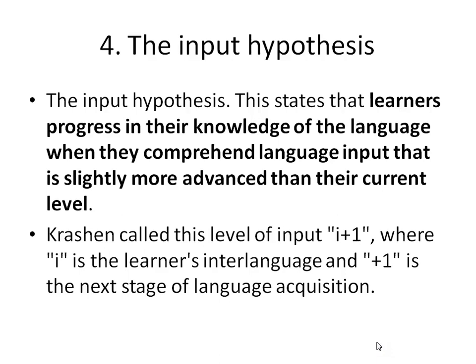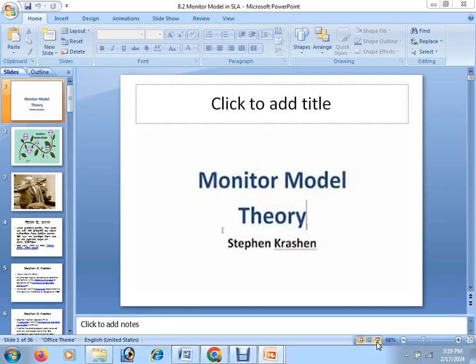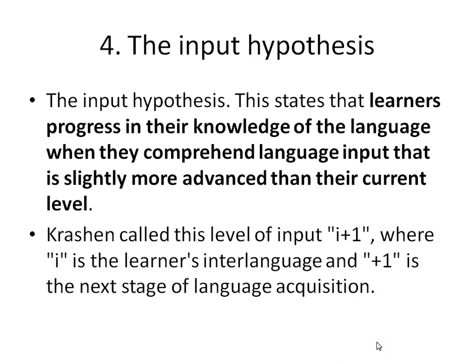And that is the core component of the 4th hypothesis done by Stephen D. Krashen. What is that? Is input hypothesis. So we have talked about input hypothesis and the silent period. But in which way the comprehensible input will be done?